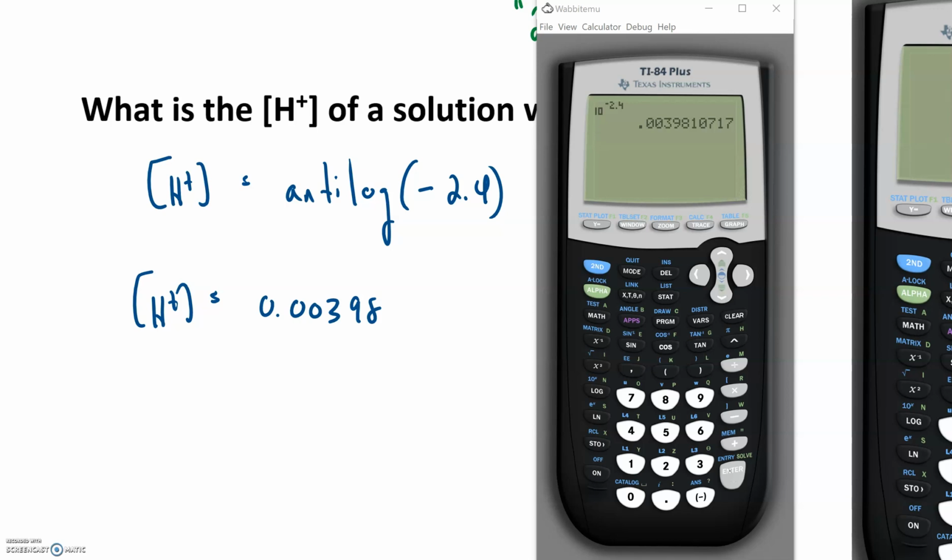If you wanted to put it into scientific notation, you guys know how this works. You need to move the decimal 3 places to the right to get it into a blank point blank format. And so we're going to say 3.98 times 10 to the negative, because we moved it 3 places, negative 3. So our concentration of H plus is 3.98 times 10 to the negative third. Okay, let's try a couple more here.